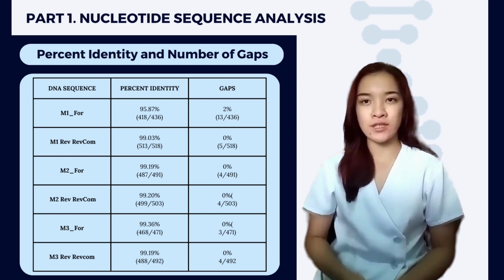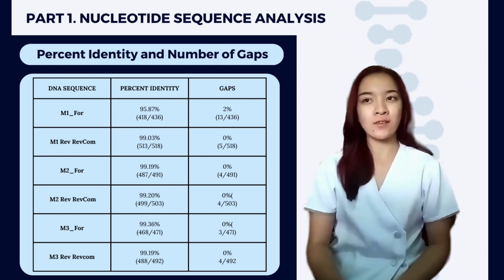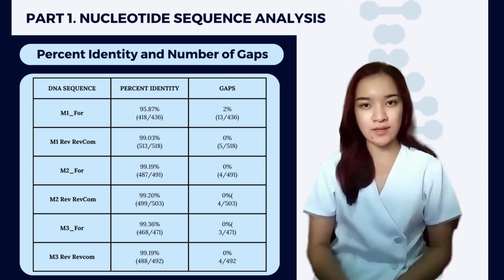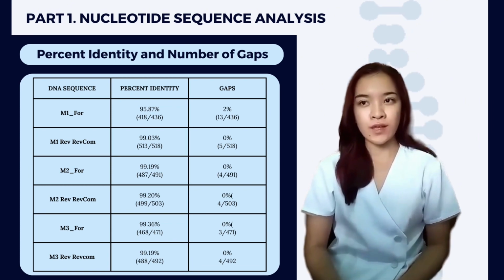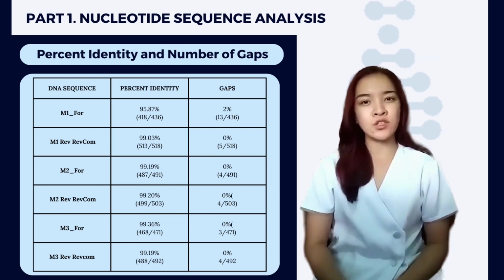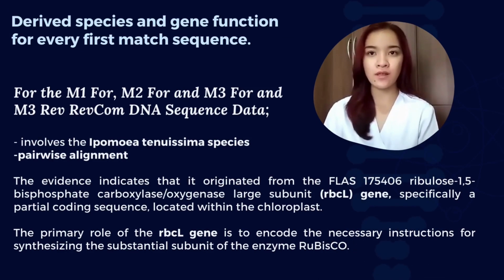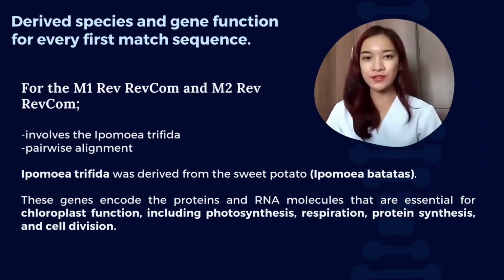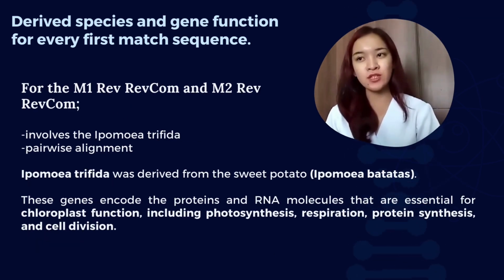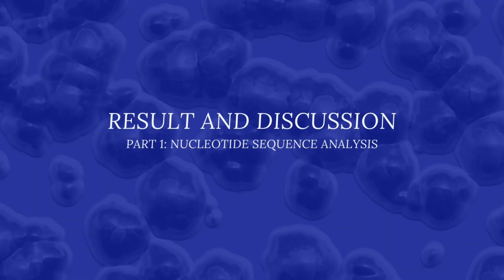So for the second guide question, what percent identity of each aligned sequence showed gaps indicating sequence differences? So as shown on the table, the M1 DNA sequence data showed 2% gap, showing the highest sequence gap among all the data. So for the last guide question from part 1, from what species was the first match derived, and what is its gene function? So for the M1 rev-revcom and M2 rev-revcom, this involves Ipomoea batatas, which is subjected to pairwise alignment.